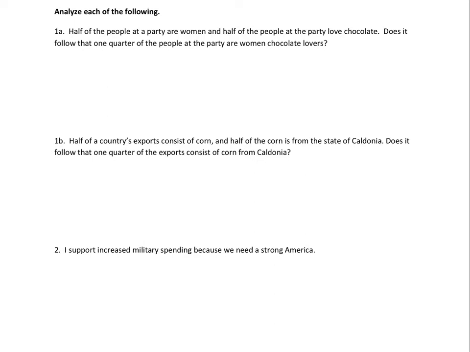So what happens if you take all the people at this party and half of them are women? Well, we could draw a different line here and say, okay, the half of the people who like chocolate are here. And you can clearly see that that is not 1/4 of the pie. The overlap here with people who are women and like chocolate is not 1/4. So, no. It does not follow at all.